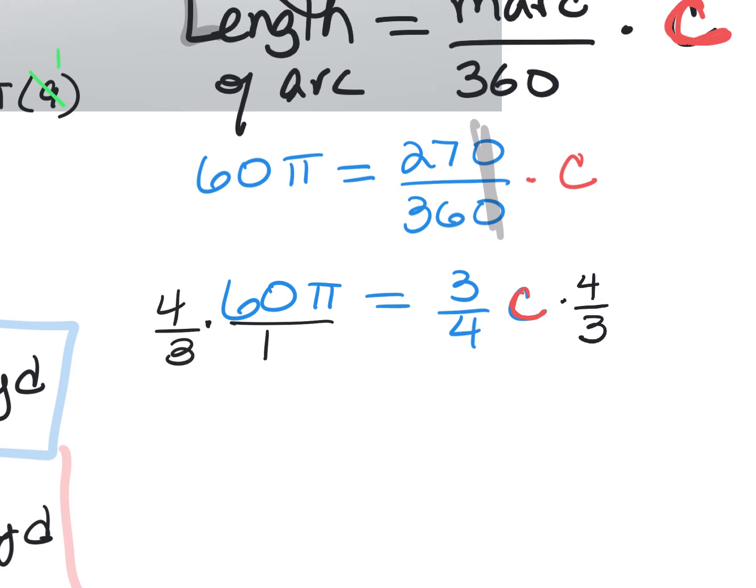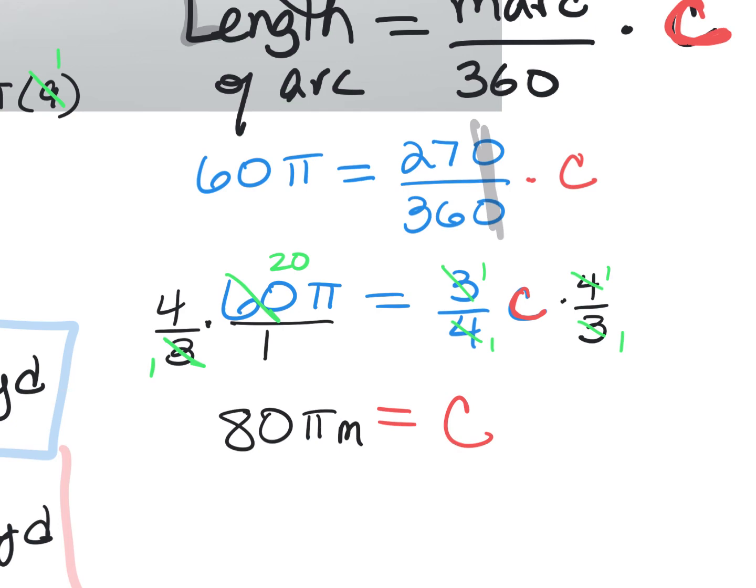So this will simplify. These all become 1s. So now I have C all by itself. And over here, I can simplify the 3 and the 60. And now I'm going to multiply 4 times 20, and I get 80 pi. And this was in meters, so this is 80 pi meters is the circumference, left in terms of pi.